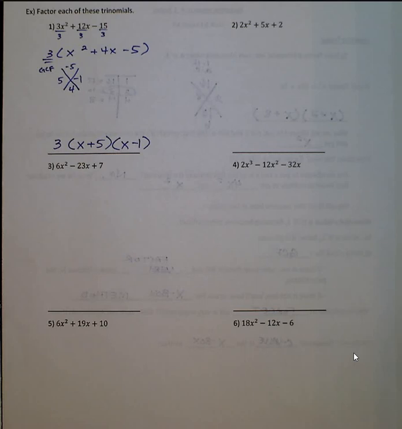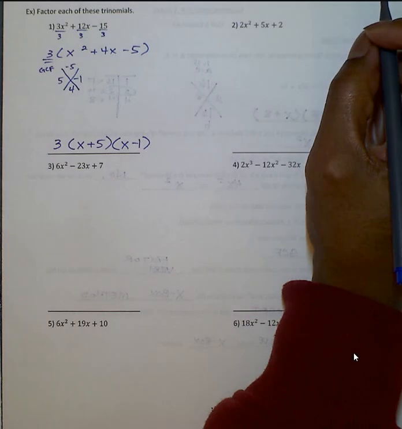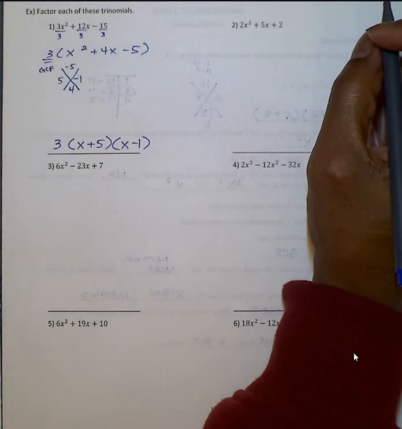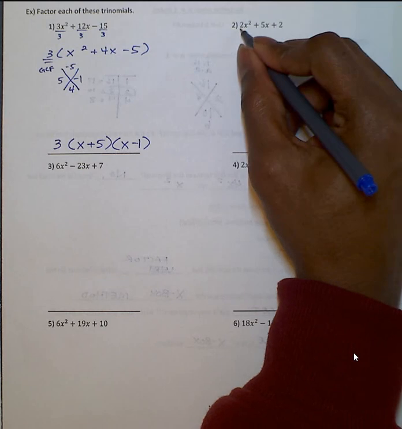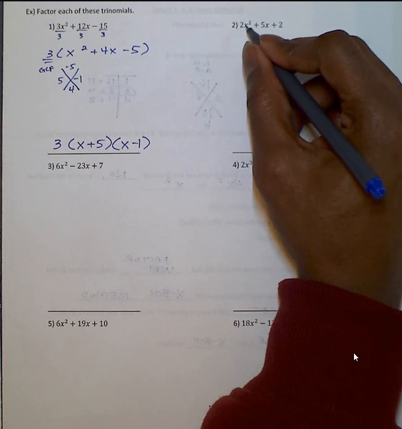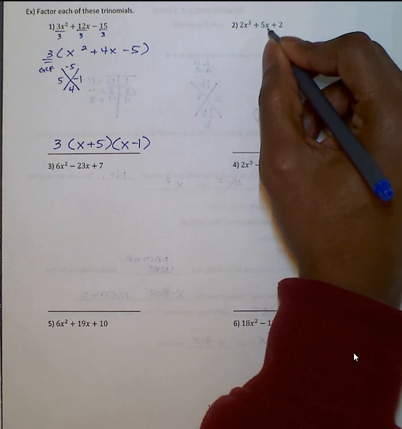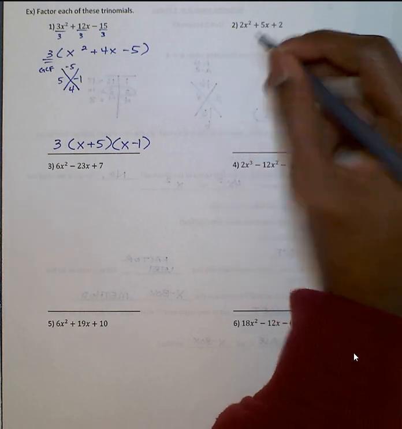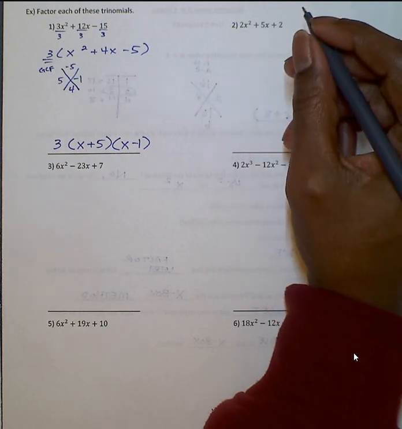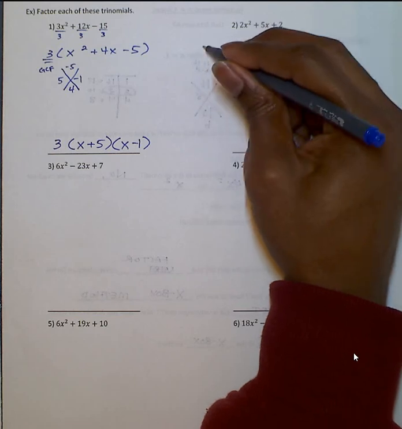Okay, number 2. We have 2x squared plus 5x plus 2. So, as we look here, we're like, okay, A is not 1. Let's try to factor out a GCF. 2 goes into here, 2 goes into here, but it doesn't go into 5. So we can't factor a GCF, and this is where our X-box method comes in. Okay. So, our X-box method, the X we should be familiar with.